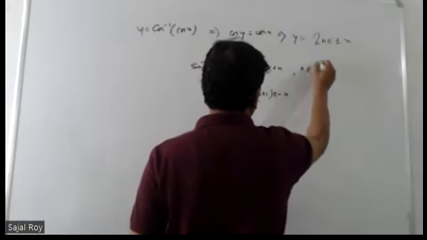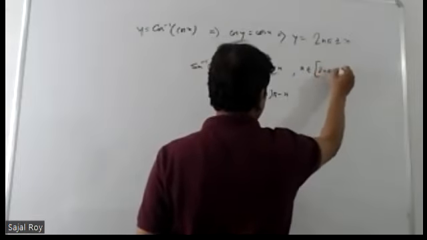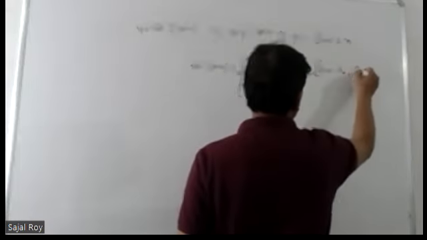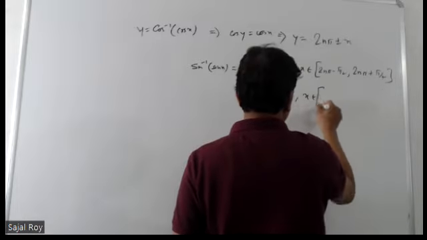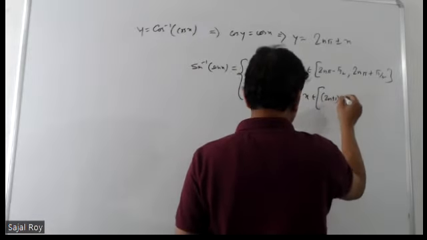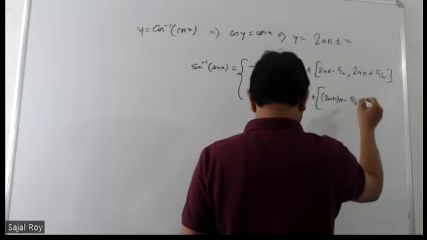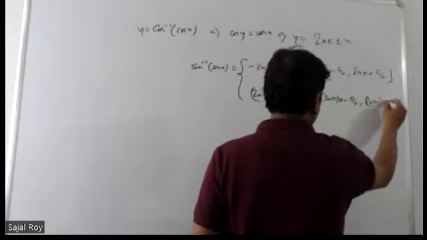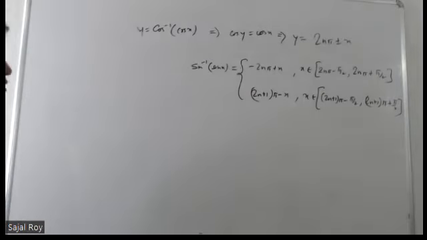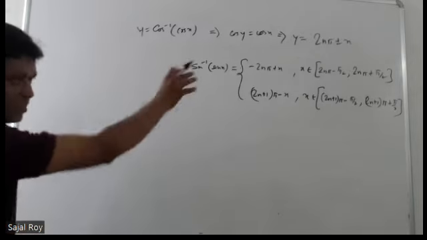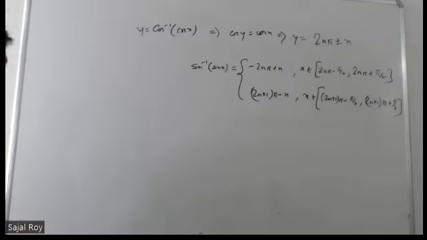So x belongs to 2n pi minus pi by 2 to 2n pi plus pi by 2, and in this case x belongs to 2n plus 1 into pi minus pi by 2 to 2n plus 1 into pi plus pi by 2. This is the compact form of sine inverse sine x. If you want to note it down, please note it down, what I have drawn on the graph and also the calculation. This is the compact form.